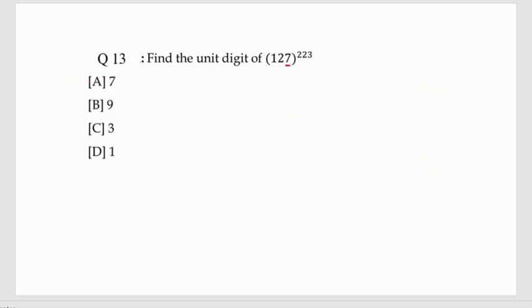Next is now 7. Again 7, I hope you can do that. 23, divide by 4. 4 into 5, 20. That is 3. So 7 cube, that is the last digit is 3.